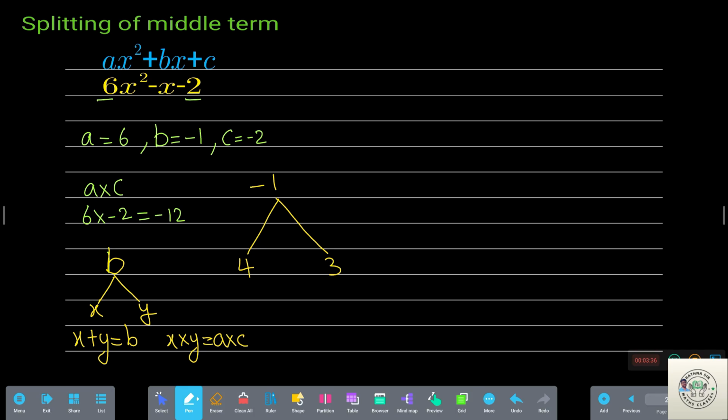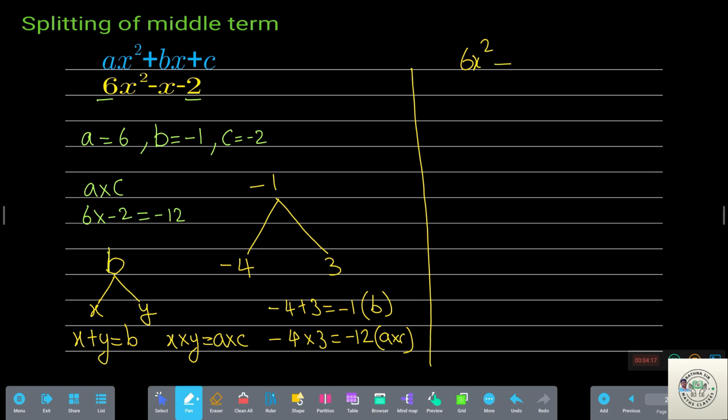Because we are having minus 1 here, the bigger number among 4 and 3 should be negative. So minus 4. See, if we add these two, minus 4 plus 3, we will get minus 1. If we multiply these two, minus 4 into 3, we will get minus 12. So this is nothing but b, and this is nothing but a into c, right? So this is how we split the terms. So now b should be written as minus 4x and 3x.